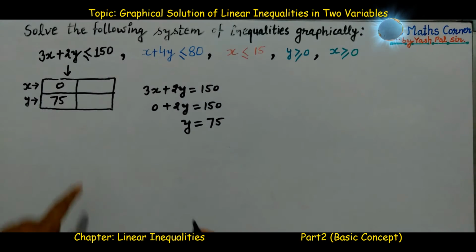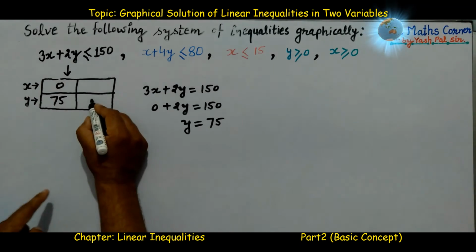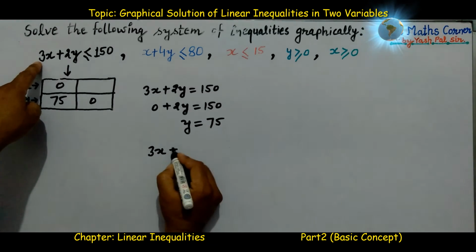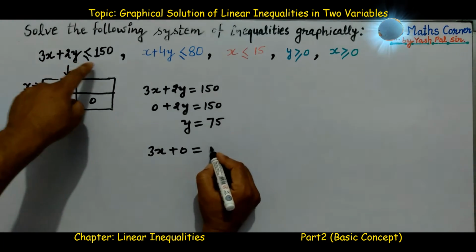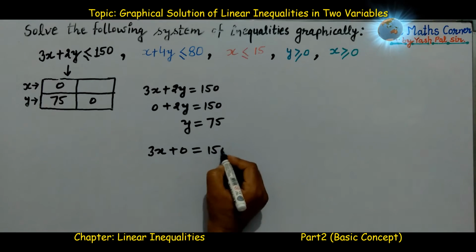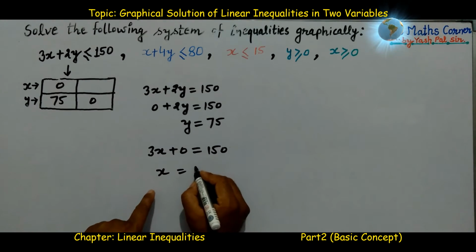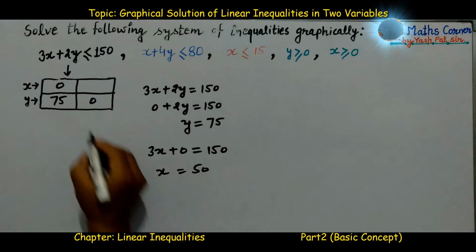Second time we put y is equal to 0. So this becomes 3x plus 0 is equal to 150. It means x is equal to 50. So x is equal to 50.